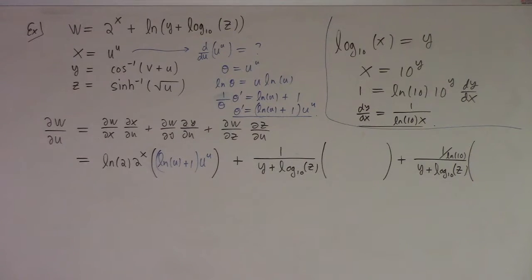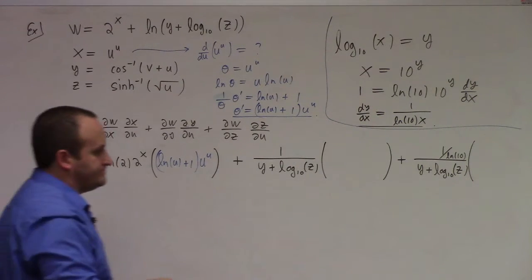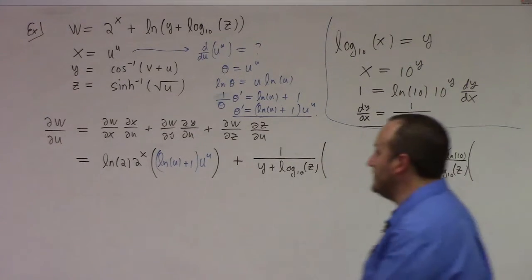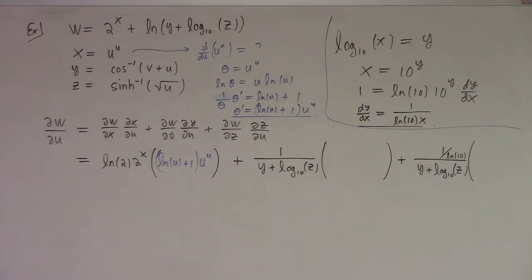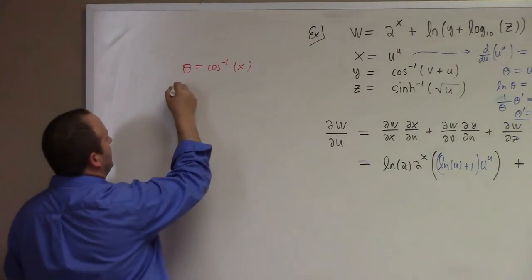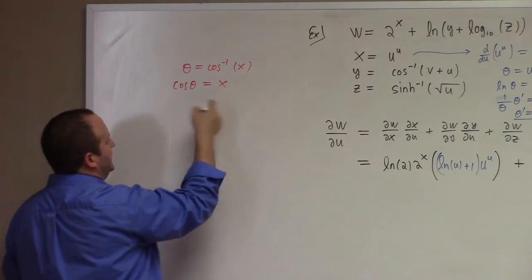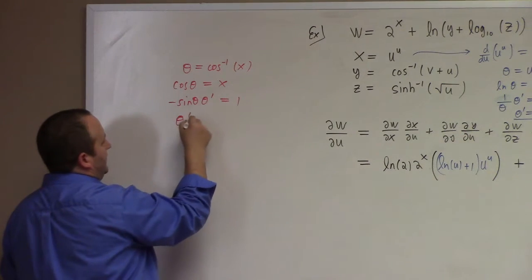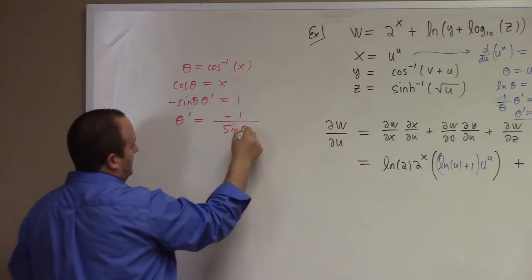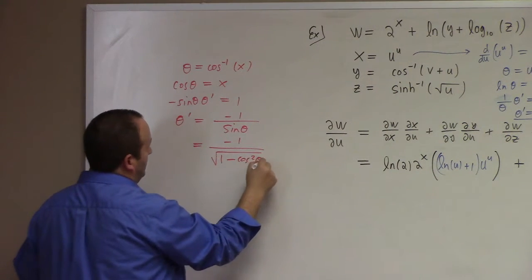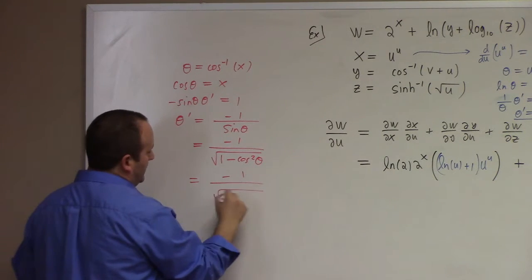What's the derivative of inverse cosine? Man, you guys are making me work today. So let's say theta is equal to inverse cosine of x. I'll just work the derivative out for x for a second here. So cosine of theta is equal to x. Differentiate both sides. Minus sine theta, theta prime is equal to 1. Theta prime is minus 1 over sine theta, also known as minus 1 over the square root of 1 minus cosine squared theta, aka minus 1 over the square root of 1 minus x squared.